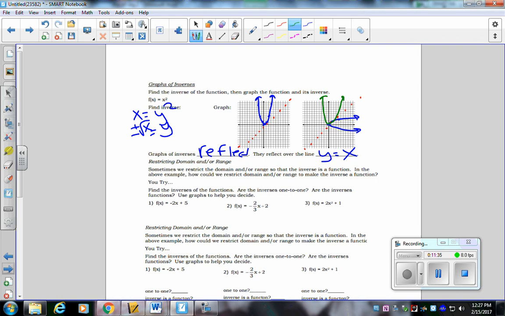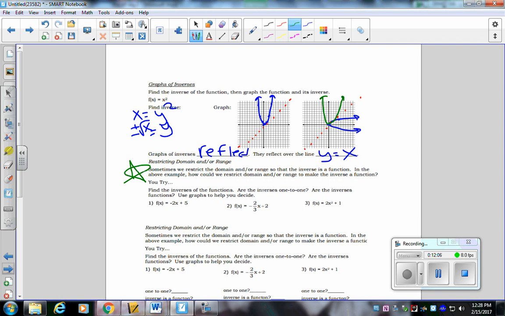Now for a quadratic, my original function is a function, but my inverse is not, because the inverse itself will not pass a vertical line test. Looking at the original function, I can tell because it wouldn't pass a horizontal line test. That one tells me if my inverse is a function or not. So we're going to do this more next class, talking about restricting. Okay, so it says sometimes we restrict the domain and or range so that the inverse is truly a function. In the above example, how can we restrict the domain to make it an inverse?